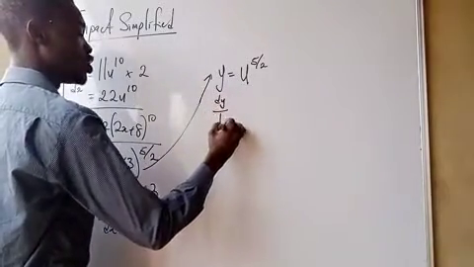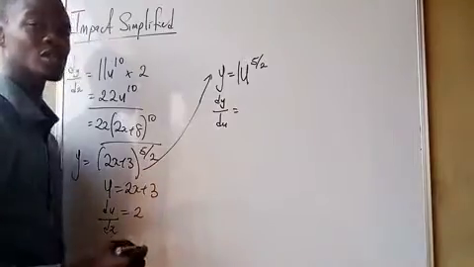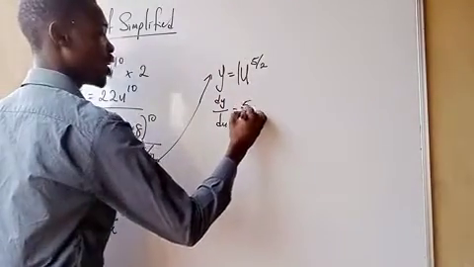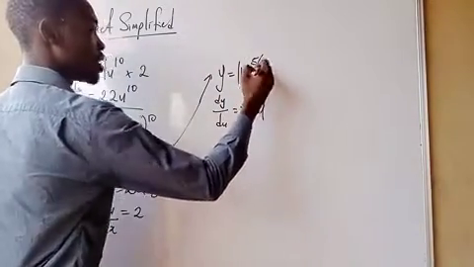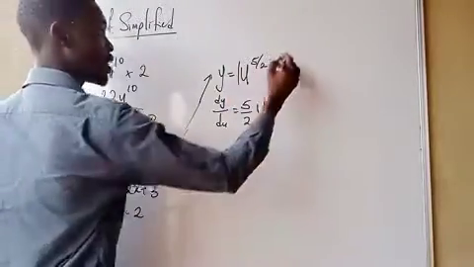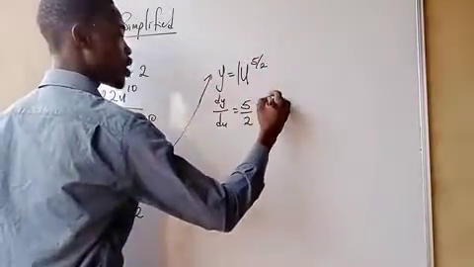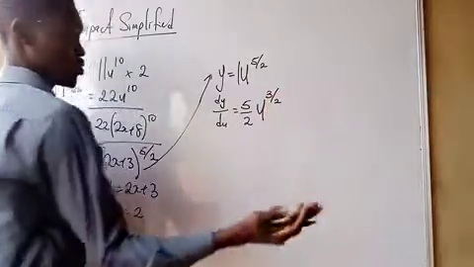dy/du is equal to, don't forget, the constant here is 1. So multiply: 5/2 u to the power of 5/2 minus 1. That will give us 1.5, and what is 1.5? That will give us 3/2. And that is all.